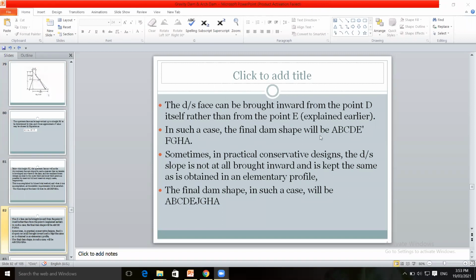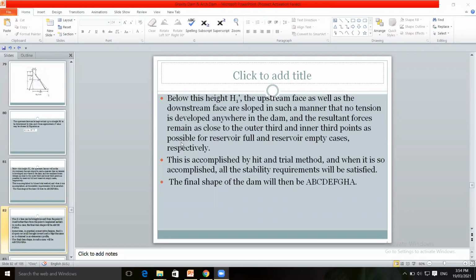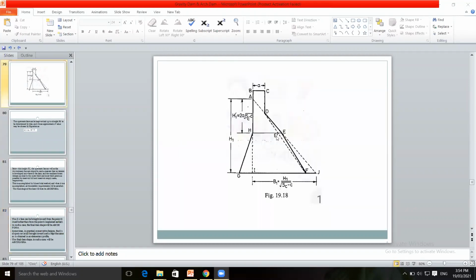In such case, the final dam shape will be A, B, C, D, E hash, F, G, H, A. In that, when the downstream face is brought inward from point D, then the final shape of the dam will be, as shown, shifted from E to E hash. म्हणजे A, B, C, D, E घ्यायचं नाही, E hash घ्यायचं आहे. कारण तो शिफ्ट झाला E to E hash, E hash to F, F to G, G to H, H to A. This is the final shape.